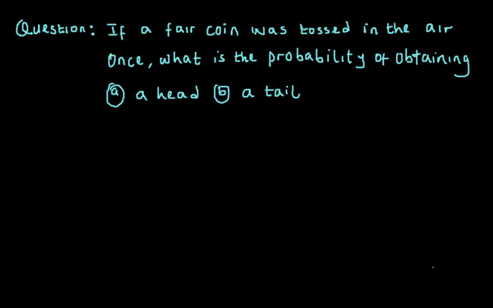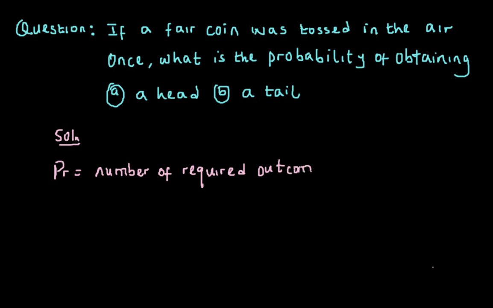So we have this question: if a fair coin was tossed in the air once, what is the probability of obtaining (a) a head, (b) a tail? Now remember, the first thing we need to do is to write the formula for probability. So the probability of an event occurring is the number of required outcomes, all over the number of possible outcomes.